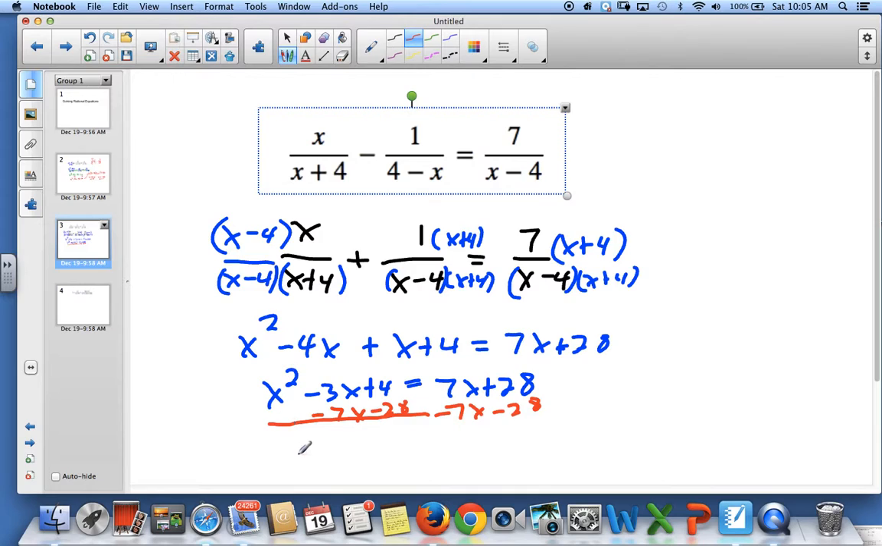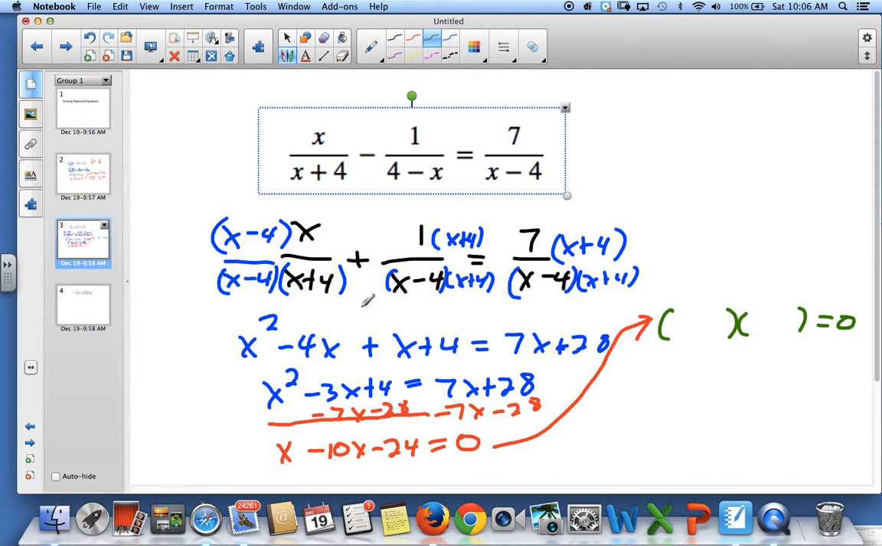So that becomes x squared minus 10x. And then 4 minus 28 is negative 24. Equals, these cancel out entirely, equals 0. Now I'm going to factor that one. I can factor the quadratic.